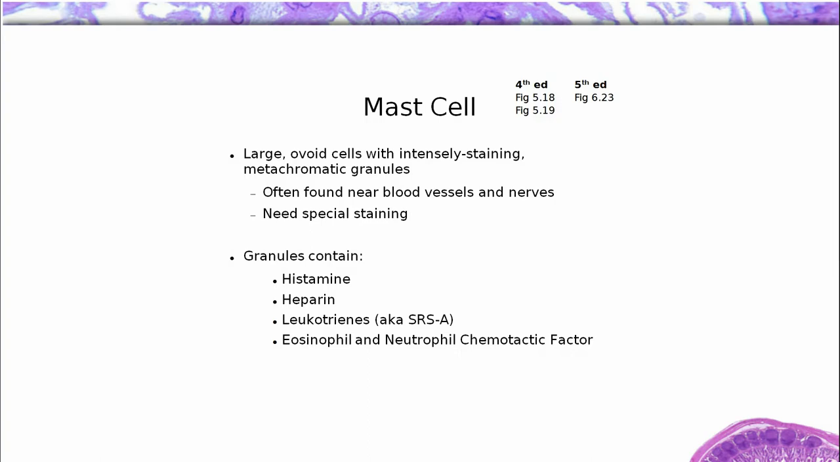The same thing. All the older literature will have it as SRSA. More recent literature will refer to it as leukotrienes. Okay? More specifically, LTC4. You don't have to know that. It's okay. What is a leukotriene? A leukotriene is basically another molecule that is produced by these cells after degranulation. So the granules themselves mostly will contain these two components.